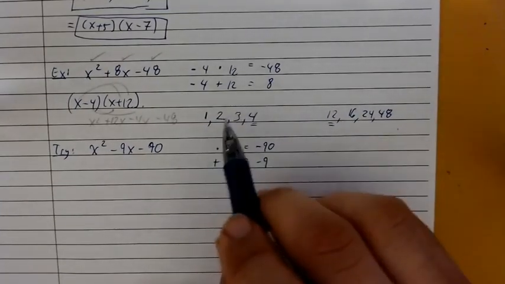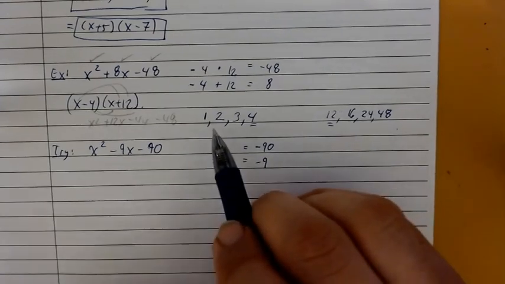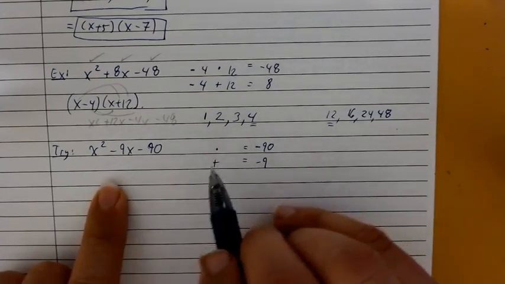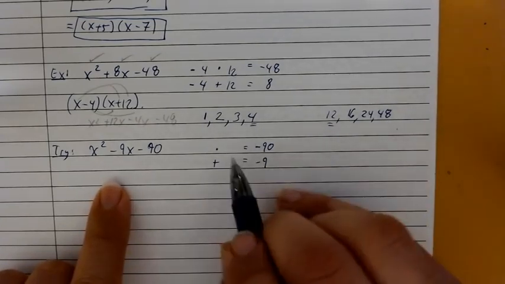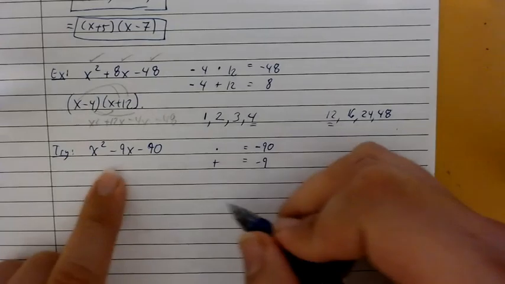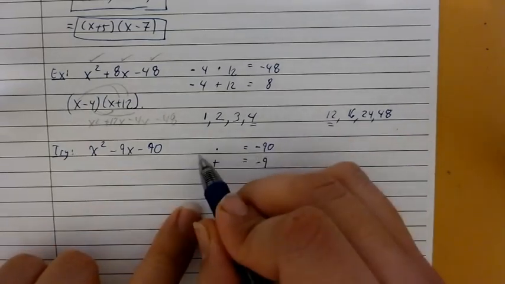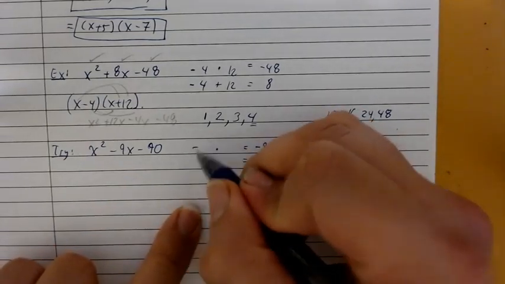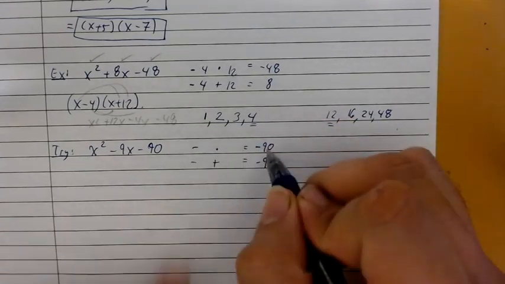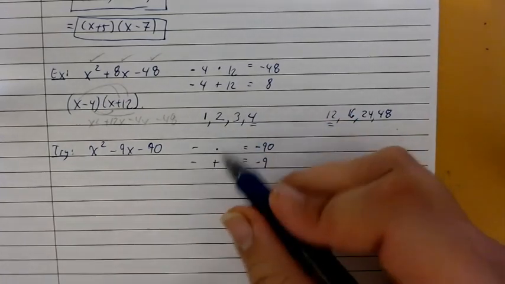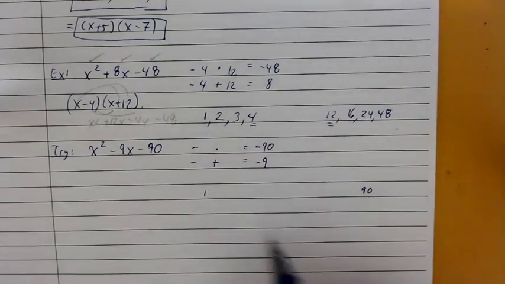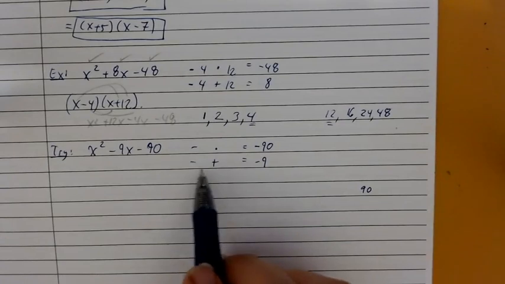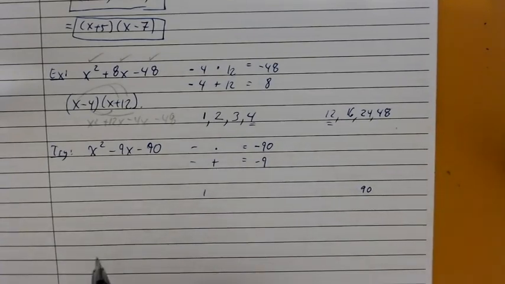Let me pretend that I haven't done all these problems ahead of time, so let me pretend that I don't know what my numbers are, and let me go through and search for them. I'm looking for a product that gives me negative 90. Well, that means I need one negative and one positive. Numbers that multiply to give me 90 are 1 and 90. But if I take negative 1 and 90, or negative 90 and 1, that definitely doesn't add up to negative 9. So let's keep going.